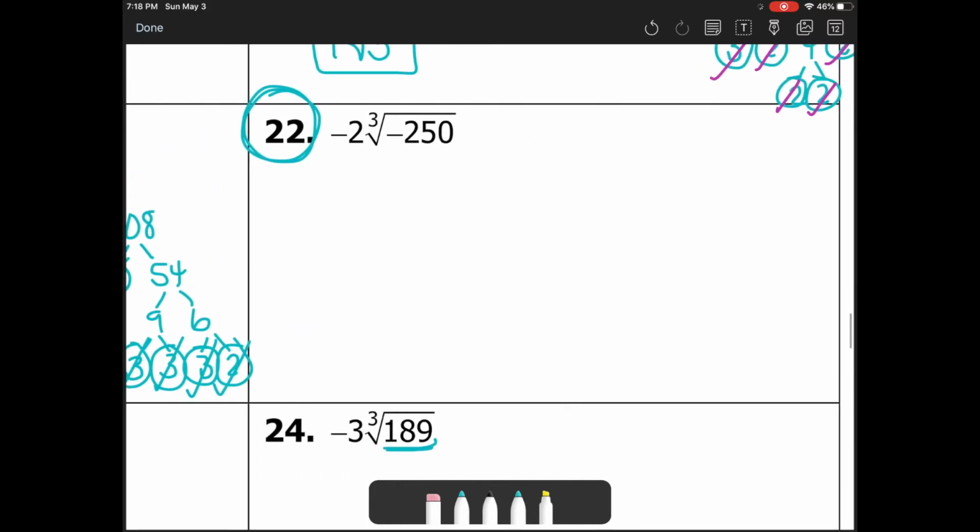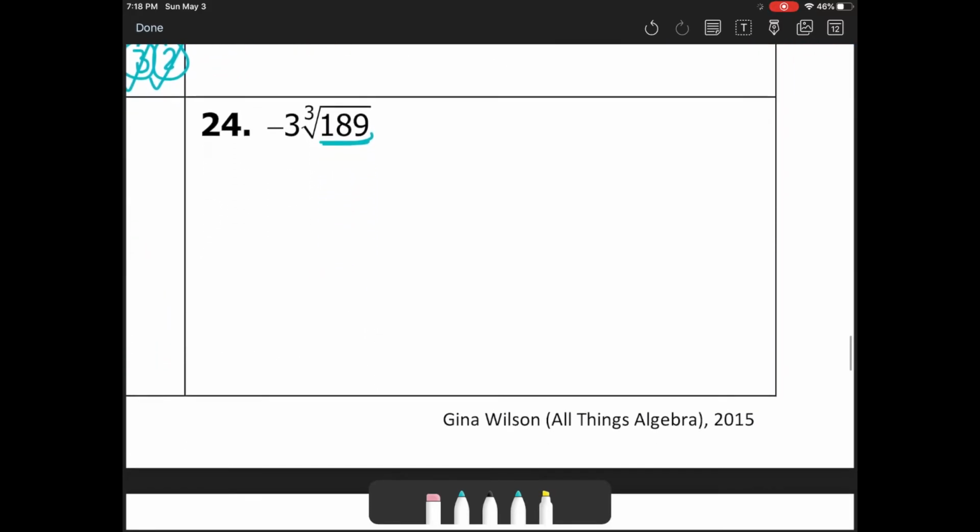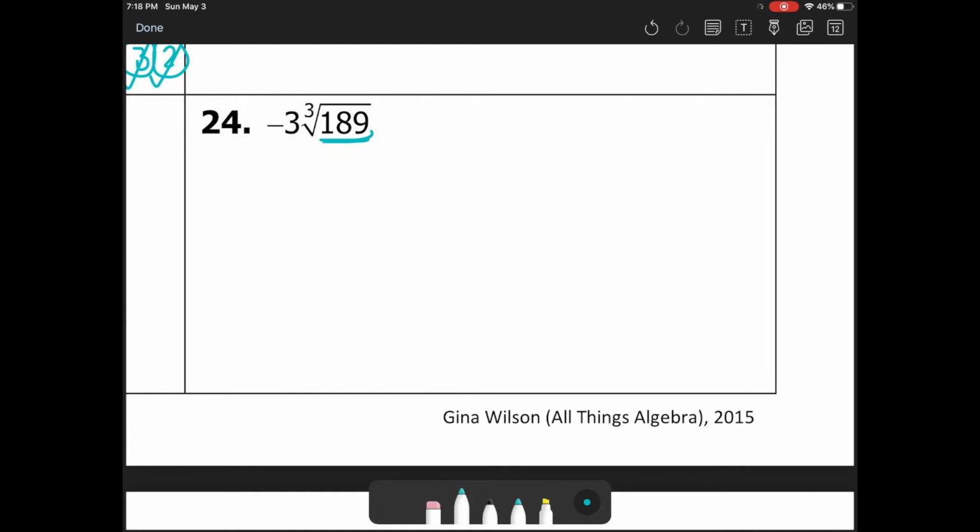And we're going to go over to number 24. And we're going to do this one the same way. So 189, let's see, I think numbers that end in 9 are divisible by 3. Sure enough, this is 3 times 63. I know that 7 times 9 is 63.